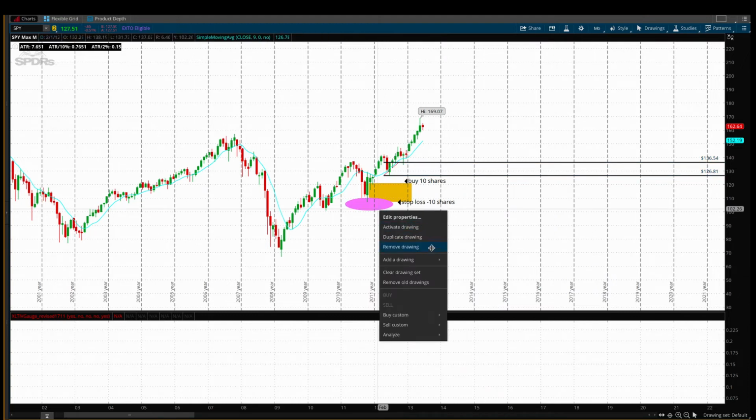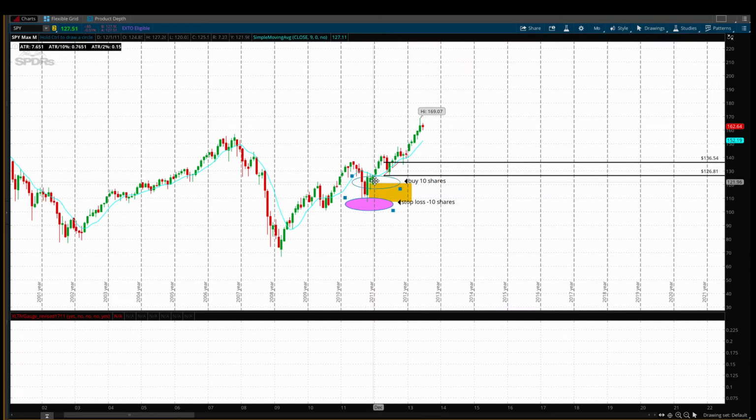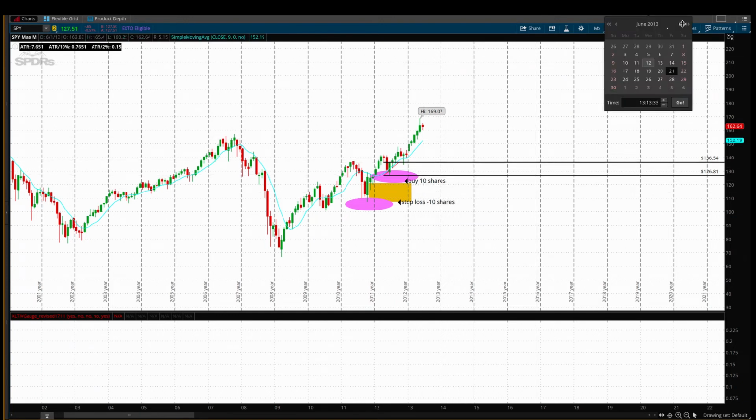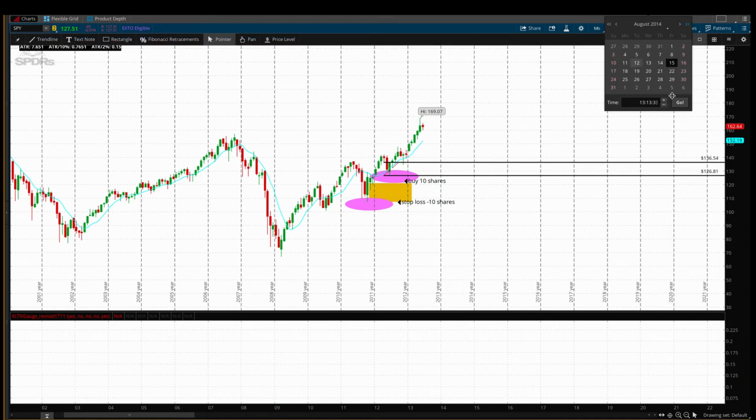I'll buy more shares, and at this time I would buy. Let me duplicate this, and then have a new stop loss adjusted. From here, I would move it upwards, and then if I move the time a little bit more to 2014.